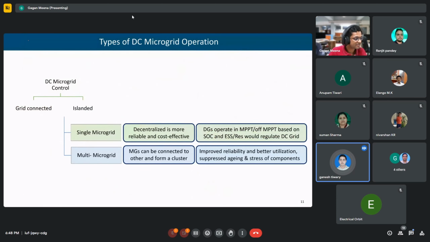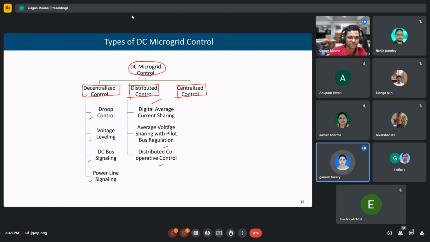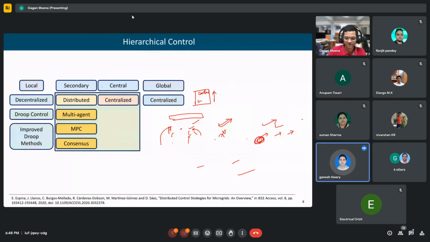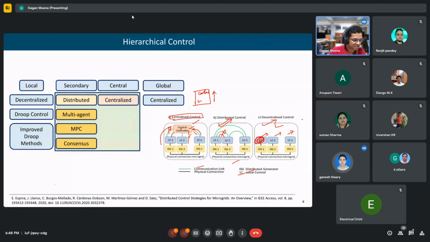Sir, I have one question from the previous slide. What is the basic difference between centralized and distributed control? Yes, we saw it here, centralized control and distributed control. This is centralized control. There is only one central controller.